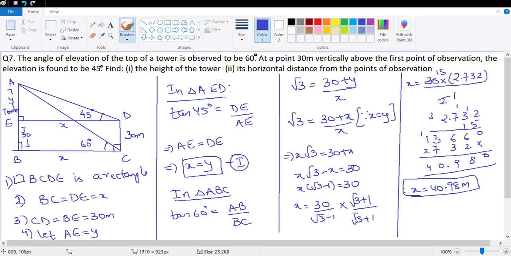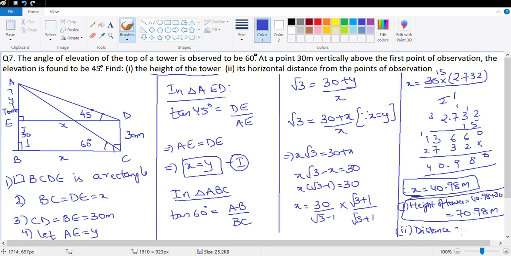What do we have to calculate? We need to calculate the height of the tower. So height of the tower is equal to 40.98 plus 30, which is equal to 70.98 meters. So that's the first part, and the second part is the horizontal distance, which is X. So distance is equal to 40.98 meters.